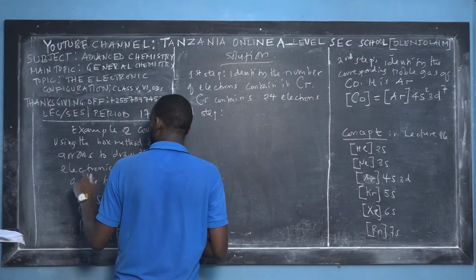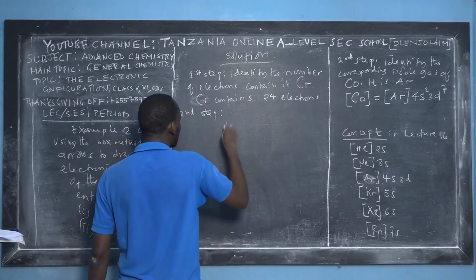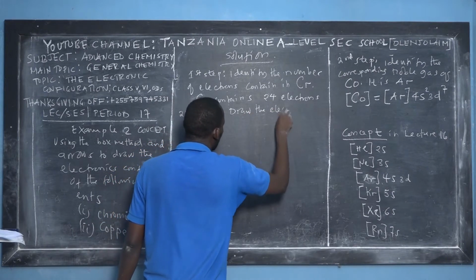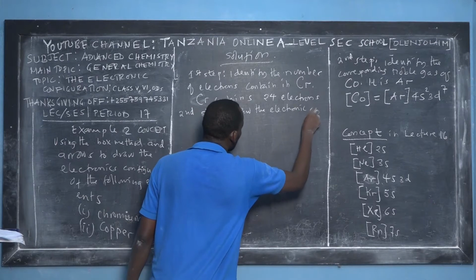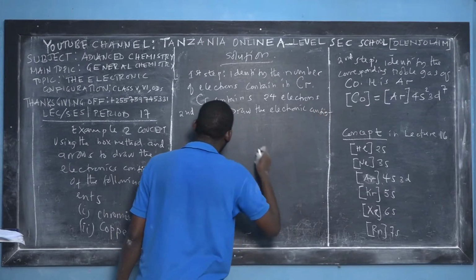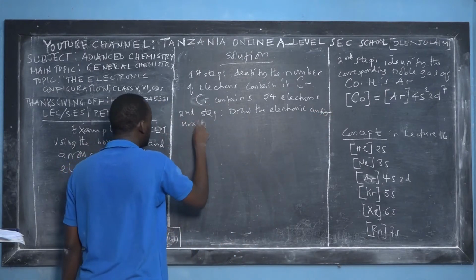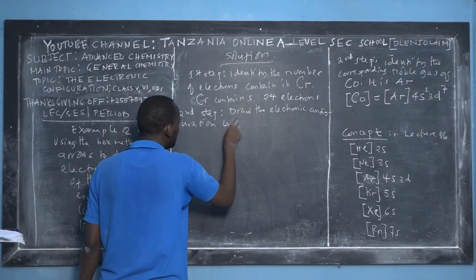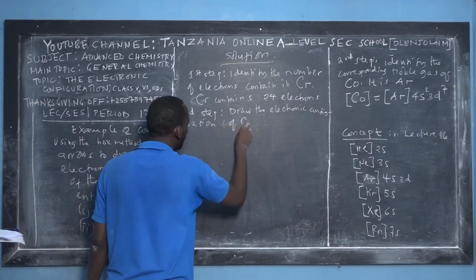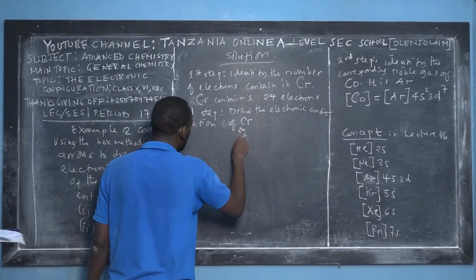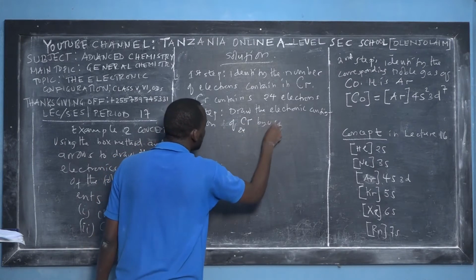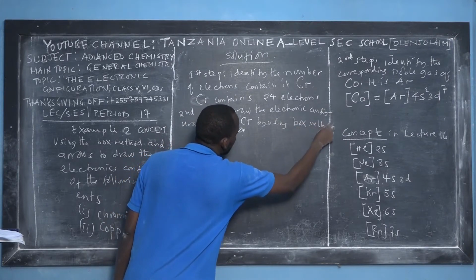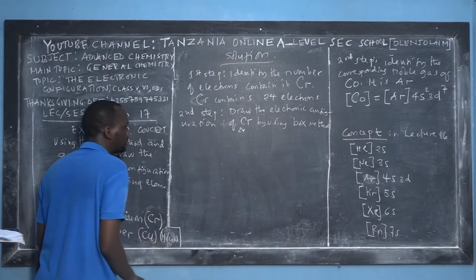using the box method and arrows to draw, we say: draw the electronic configuration. Draw the electronic configuration of what? Of chromium, which contains 24 electrons, by using what? By using the box method. So let us go step by step.